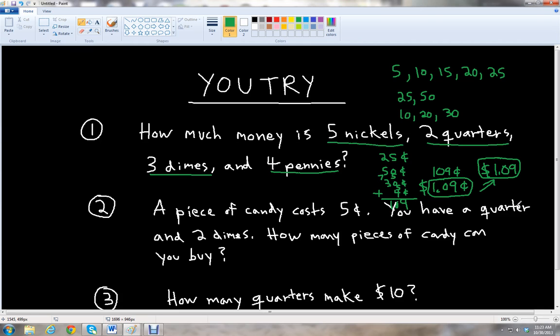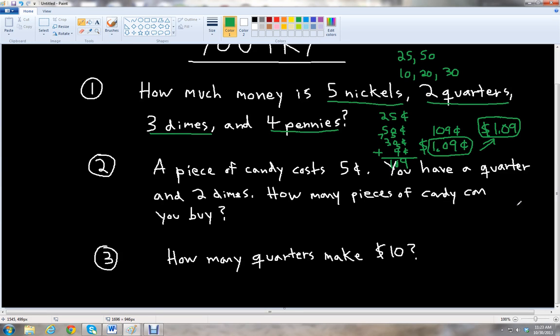Okay, so number 2 says that a piece of candy costs 5 cents. You have a quarter, 1 quarter, and 2 dimes. How many pieces of candy can you buy? So we know a piece of candy costs 5 cents. You have 1 quarter, and you have 2 dimes. How many pieces of candy can you buy?